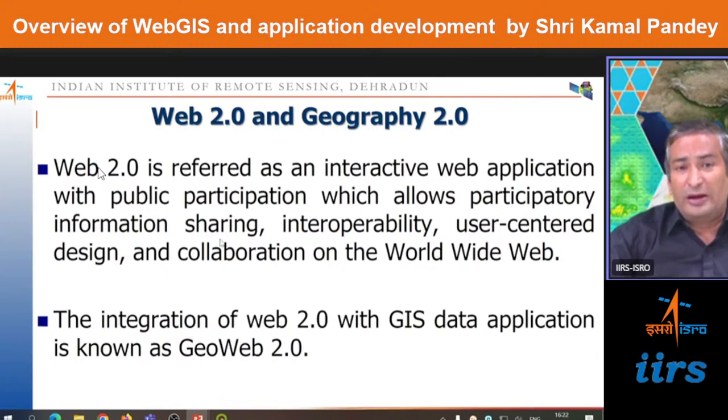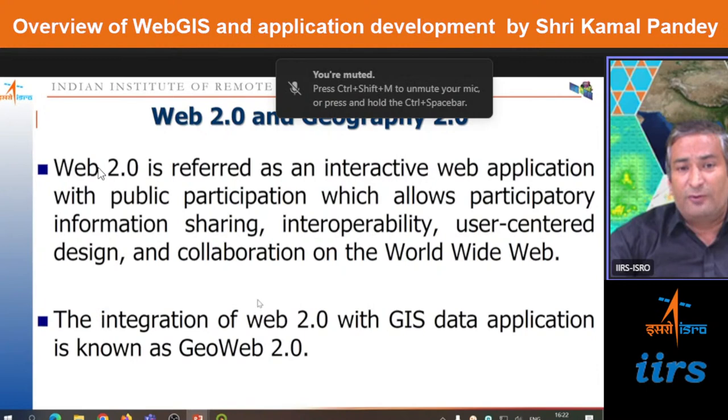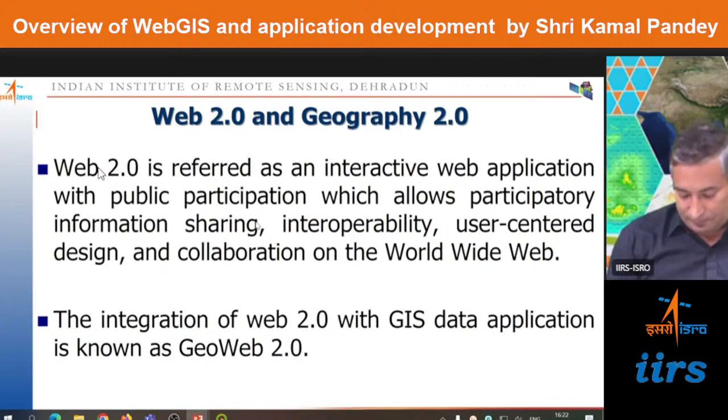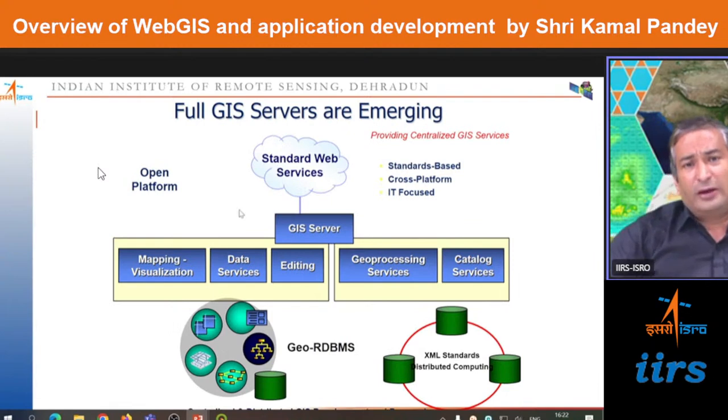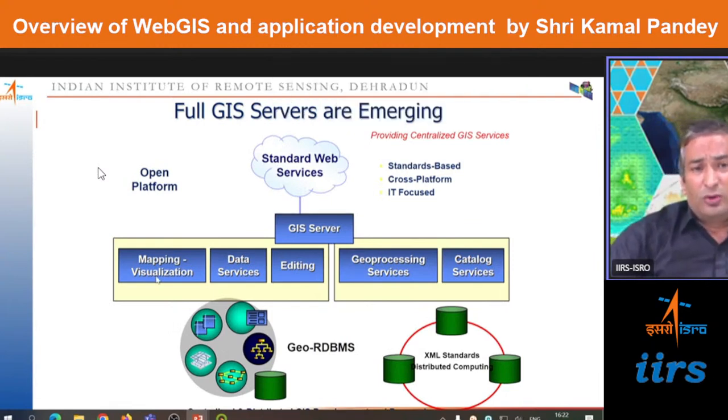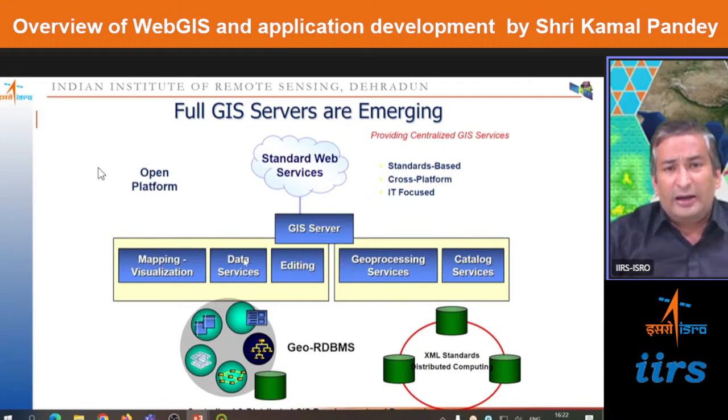And if you integrate the GIS data application with Web 2.0, then I am calling it Geo Web 2.0 or Geography 2.0 as well. Now, if you talk about what kind of tasks I can do on a WebGIS, you can do visualization, both 2D and 3D can be done over there. Data services, any kind of data can be accessed over there.